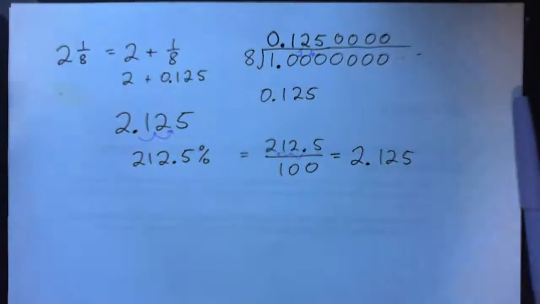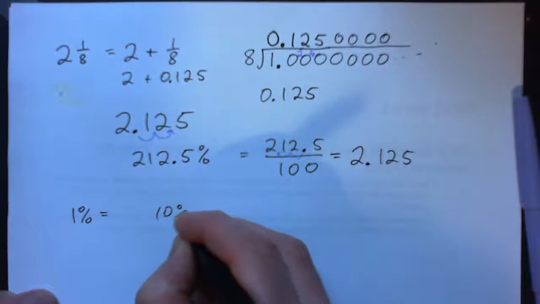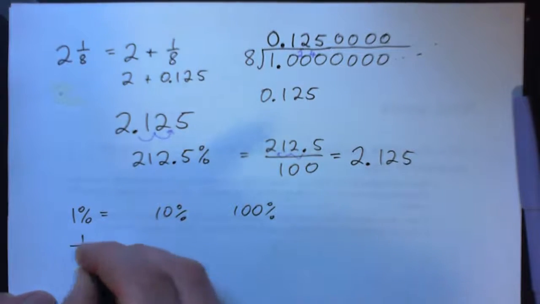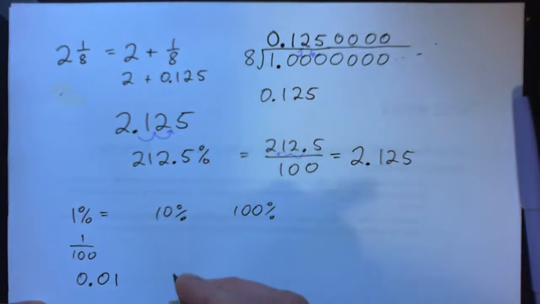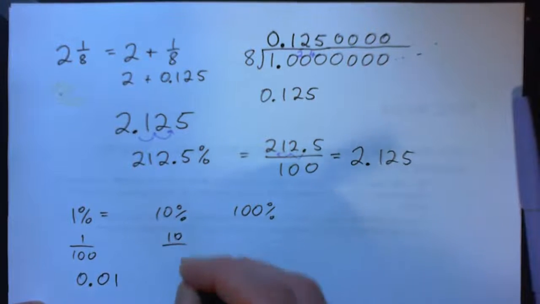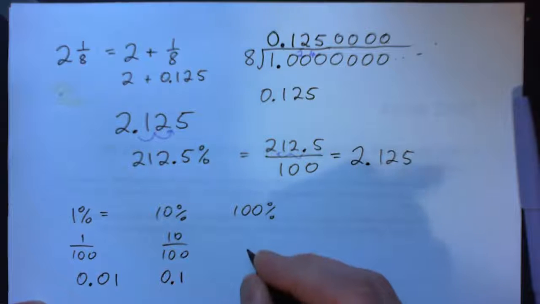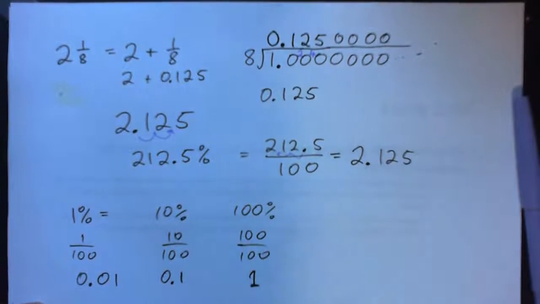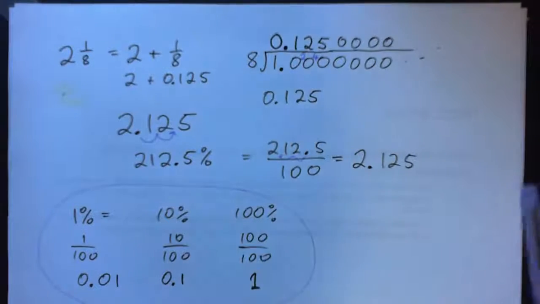And just as a rule of thumb, you always got to remember, look, what's 1%? What's 10%? What's 100%, right? 1% is 1 over 100, isn't it? 0.01. What's 10%? 10 over 100, 0.1. What's 100%? 100 over 100, the number 1. 100 over 100 is 1, isn't it? Right. So just always remember, at least write these down so that you have these in your head. You got them as a benchmark.